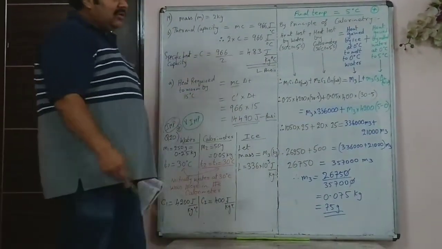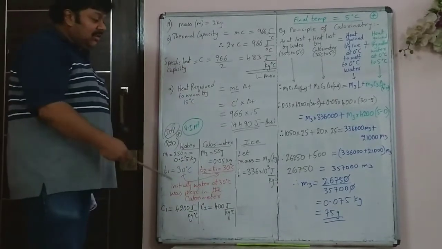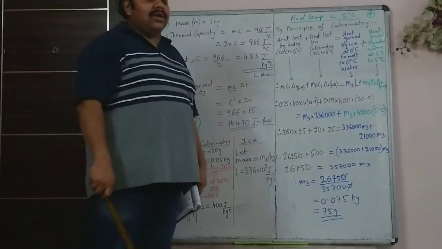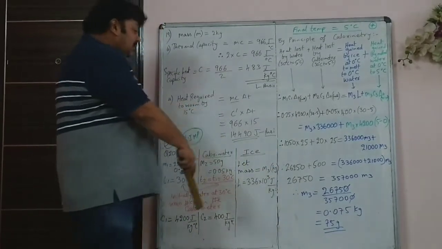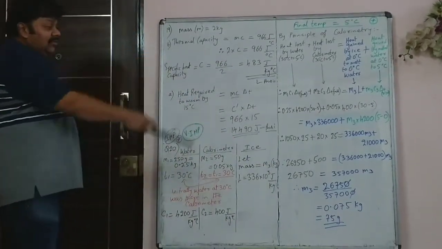You can make the correction in the textbook. It is not 74.9, it is 75 gram. So you take that as 75 gram. That's the final answer. Mark the sum as very important.